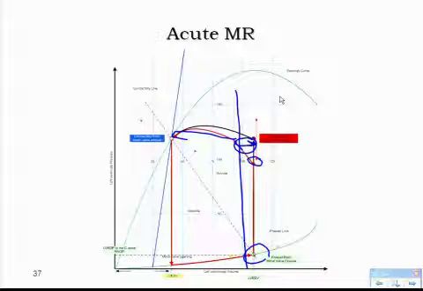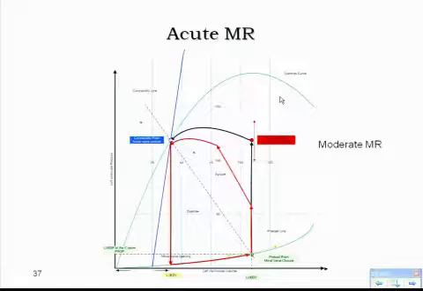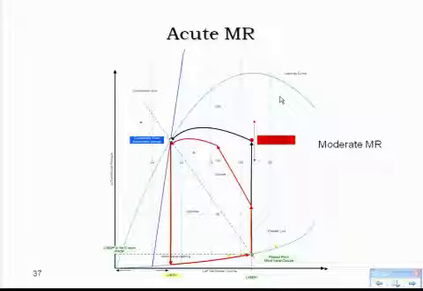Now let's look at the next disease process. This is the same individual. Now he's progressed. Now his MR is becoming more severe, to the point that we call moderate MR. And what you're seeing in this individual is that at intraventricular pressures of around 50, the valve actually becomes incompetent.